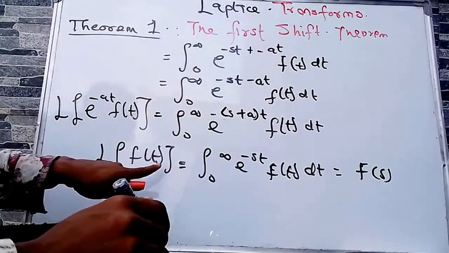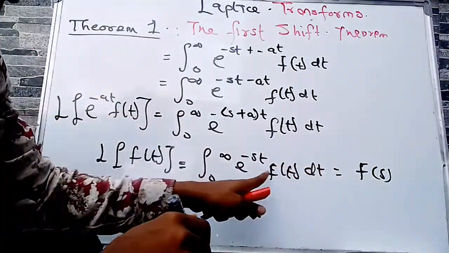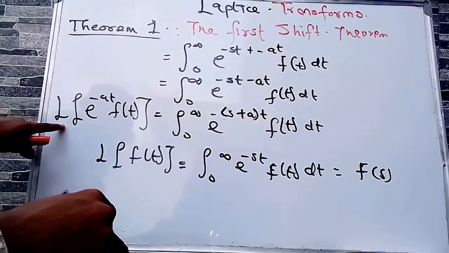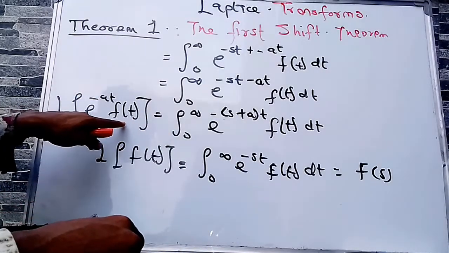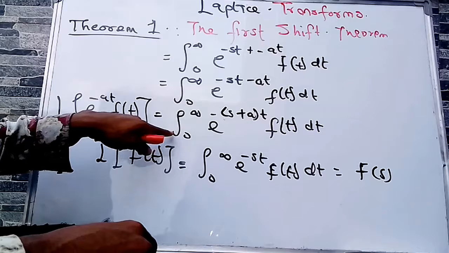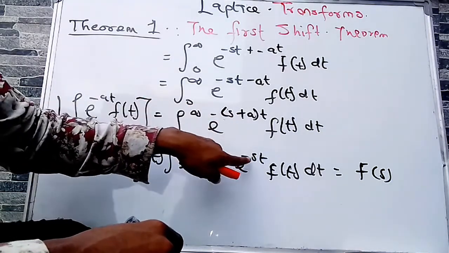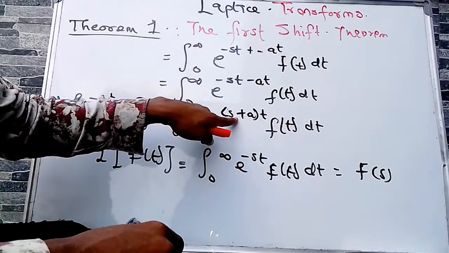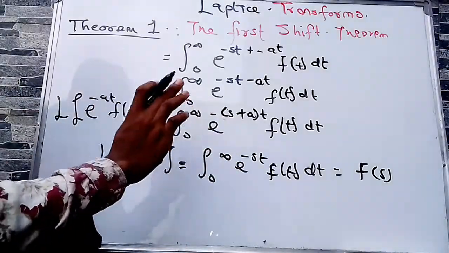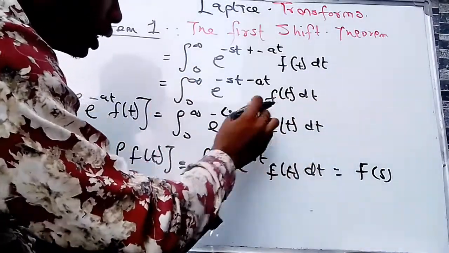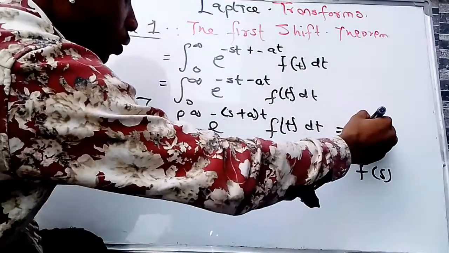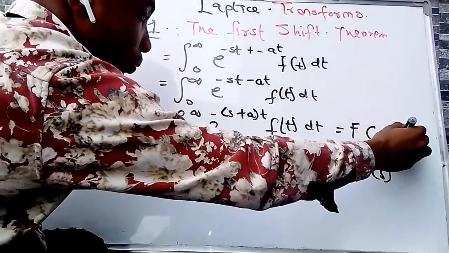So if this is giving us a function of s because of this s here, then the Laplace of exponential minus st times f of t, which is the integral, comparing this to this, you see that the only difference is that this here is a function of s, while this here is a function of s plus a. So which proves the fact that our answer is a function of s plus a.